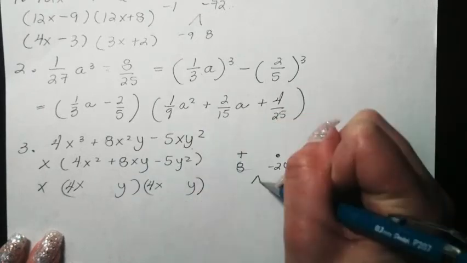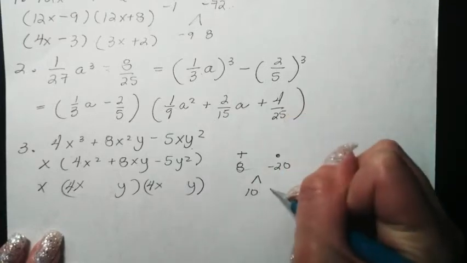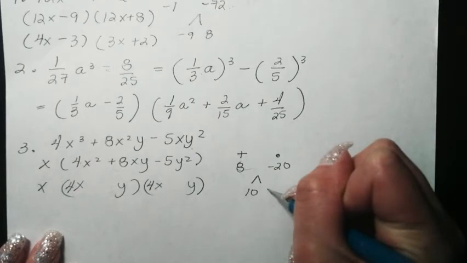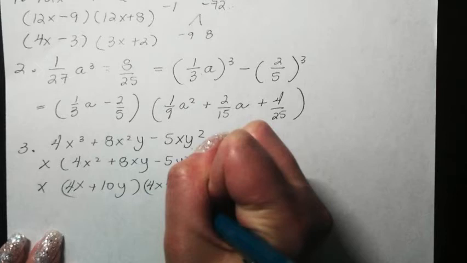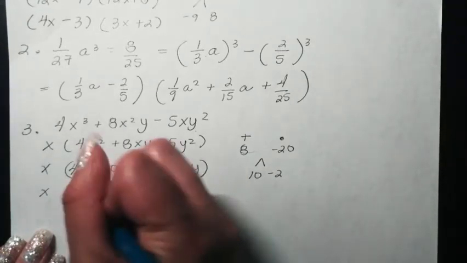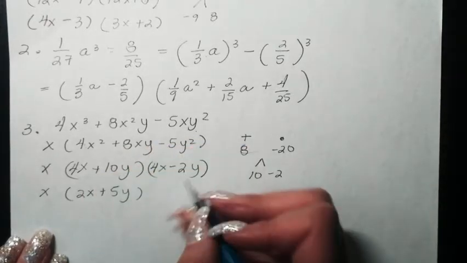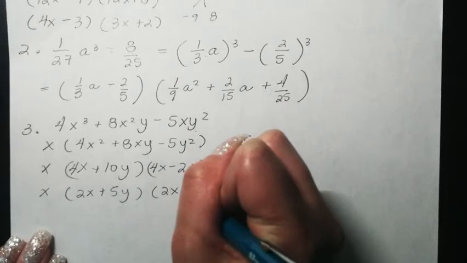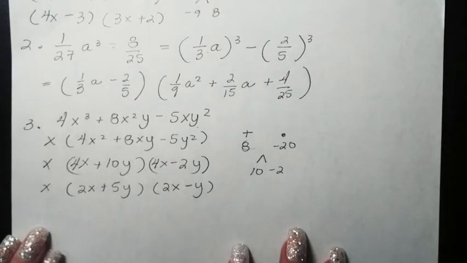So which are those two numbers? Those two numbers are positive 10 and negative 2. So you put the positive 10 here and the negative 2 here. After that, you need to simplify. This one we can divide by 2, so you have 2x plus 5y, and this one we also divide by 2, so you have 2x minus y, and that's as much as you can factor this expression. Okay, so let's move on to number 4.